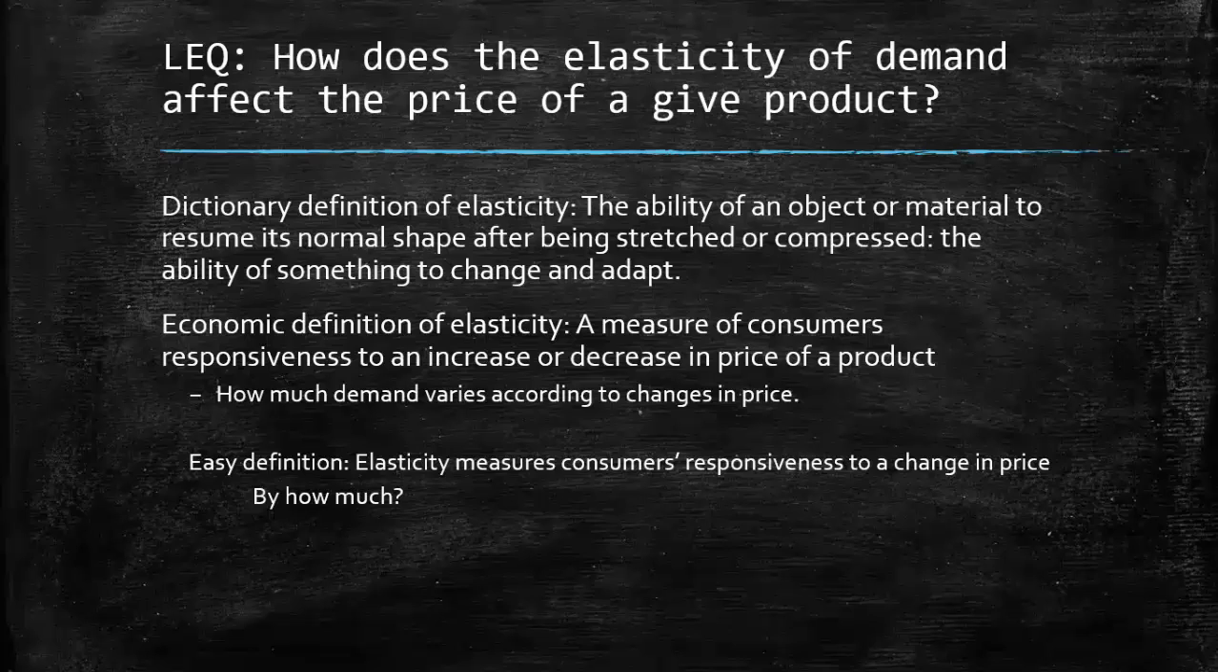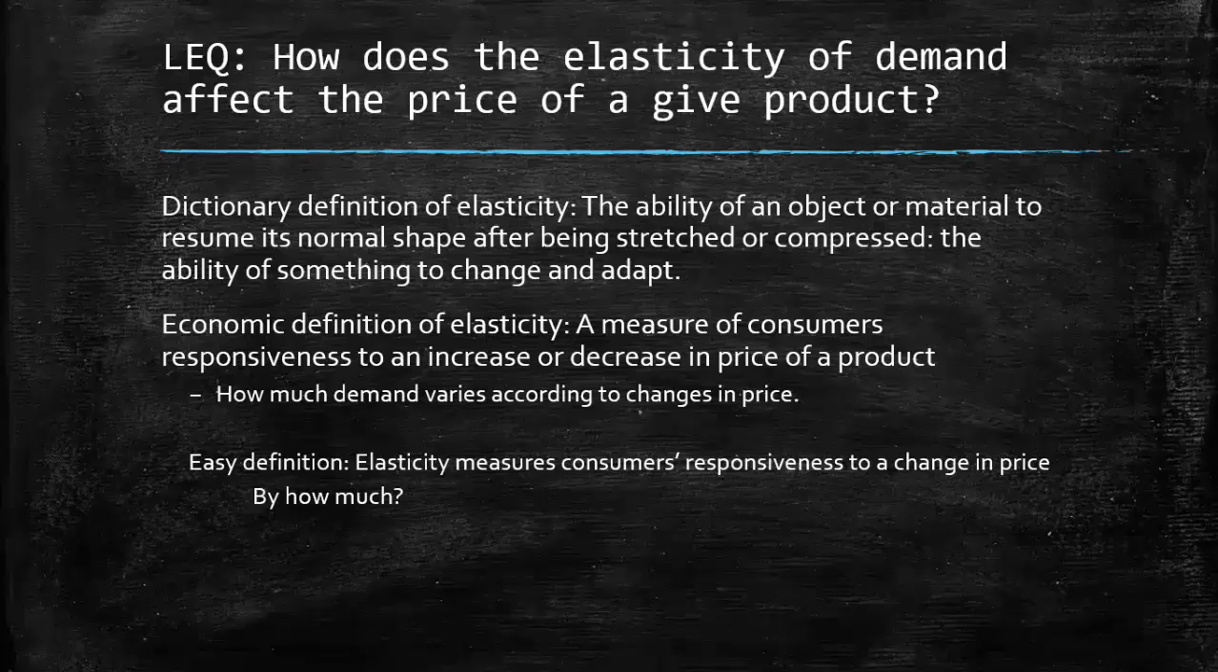As typical in economics, we have common dictionary words that have a special meaning in economics. I'll give you the dictionary definition of elasticity, and the economic definition of elasticity is nowhere near that. So please do not confuse the two. Always in class, we're talking about the economic meaning of the terms. The economic meaning of elasticity is a measure of consumers' responsiveness to an increase or decrease in price of a product. Okay? So let me pause here.